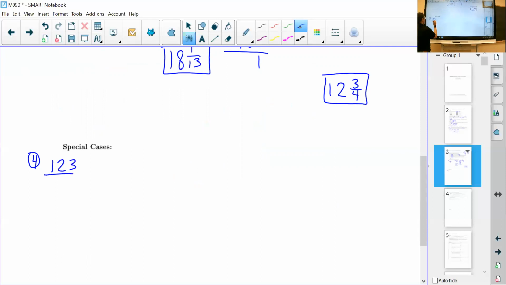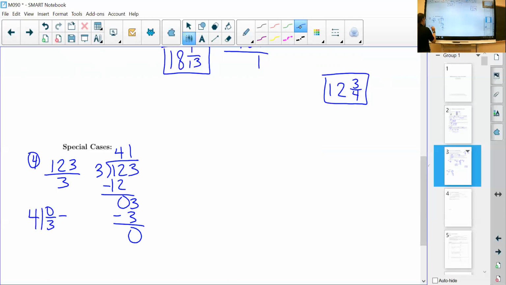123/3. Okay, this seems okay. We'll try to do the same thing that we did before. Take 3 into 123, subtract, we bring it down, 3 goes into 3 once, exactly once, with no remainder. This means that my answer is 41 and 0 thirds, which is just 41. It's not a mixed number. It's just a whole number.